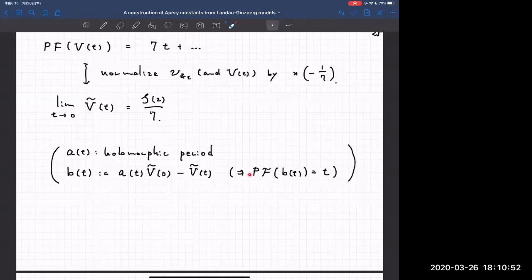Then if we shift this term and divide, we obtain B_t over A_t goes to V tilde 0. And also if we apply the Picard-Fuchs equation to this B_t, then because of the normalization process, we obtain exactly t. This is the reason why this normalization is natural. The inhomogeneous Picard-Fuchs equation tends to be just the easiest polynomial t.